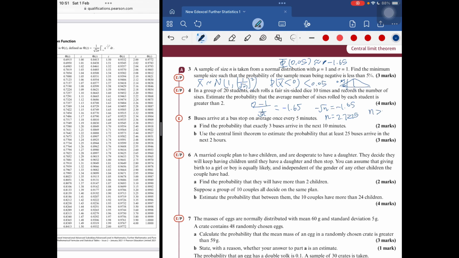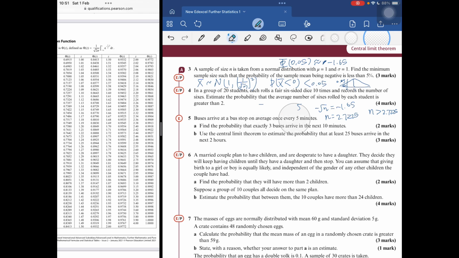n is larger than 2.7225. And anyway, n is a sample size, so it should be a positive integer. It can be 0, but anyway. So n can be from 3. So the smallest possible n is 3.